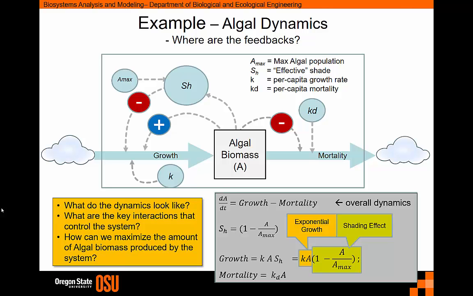Some of the questions we might ask of this system include 1. What is the dynamic behavior of the system? And 2. What are the key interactions that control the system and how can we maximize the biomass generated by this system?